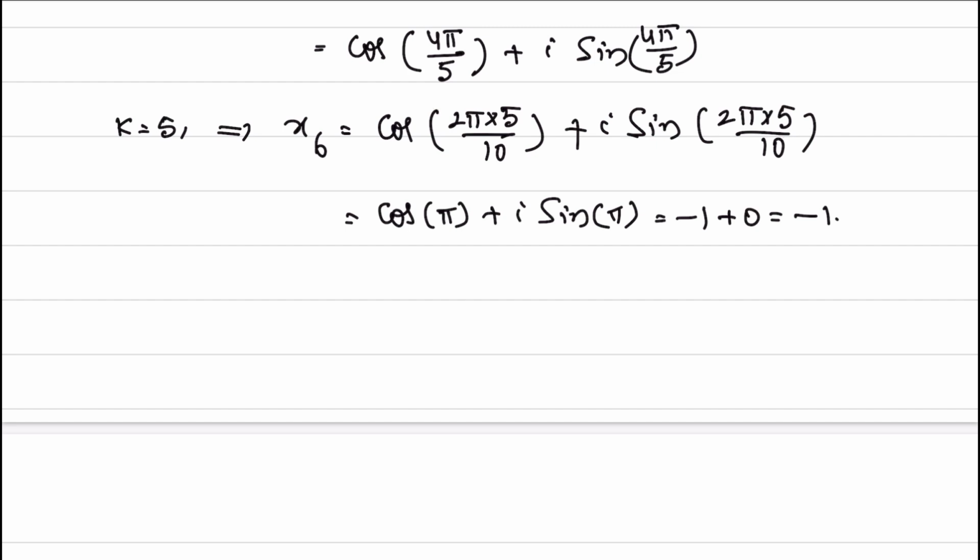For the remaining k is equal to 6, 7, 8, 9, as homework you take it. Why have I done up to plus 1 to minus 1? I want to show that plus 1 and minus 1 are also embedded in this formula. That means the first root is equal to 1, the sixth root is equal to minus 1, and all other roots are complex numbers.